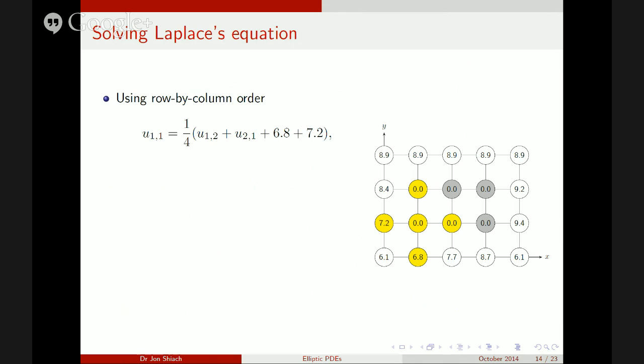What I'm going to do now is just show you what nodes are affected by what other nodes. So if I look at this node here, which is node 1,1, this is my first computational node. To calculate the value of this node, we take the value of the node on top, which is U12, plus the value of the node to the right, which is U21, plus the value of the node to the bottom, which is always going to be 6.8. So I can write that there. And the node to the left, that's always going to be 7.2.